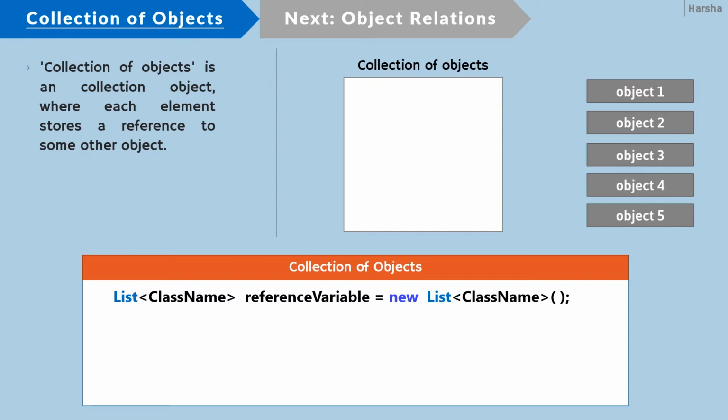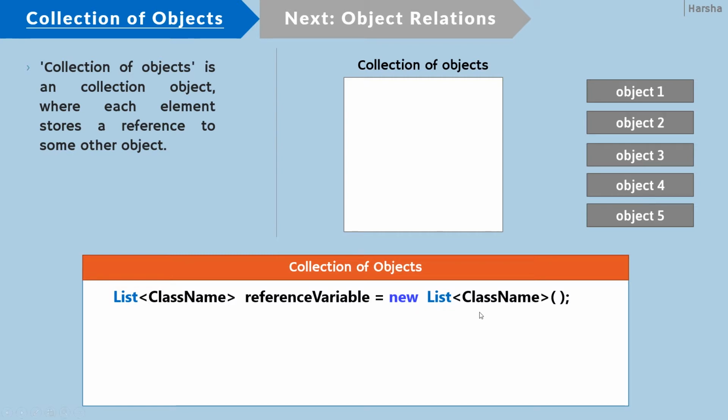So what is collection of objects? Collection of objects is a collection object. That means it is an object of either list class or stack class or queue class, where each element of the collection stores reference of another object.